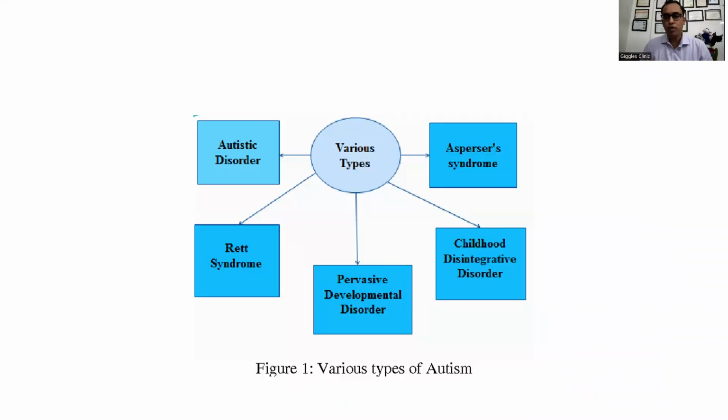Rett syndrome. Now, Rett syndrome is another classification which typically happens in females. Pervasive developmental disorder is just an old term for the autism spectrum disorder. Childhood disintegrative disorder has become obsolete. In DSM-5, there is no such term which we use. So we are not very much worried about it. We are mainly concerned about classic autism, Asperger, Rett, pervasive developmental disorder, and some other new terms which I will be telling you. So this was the old classification in which they divided ASD into different types.